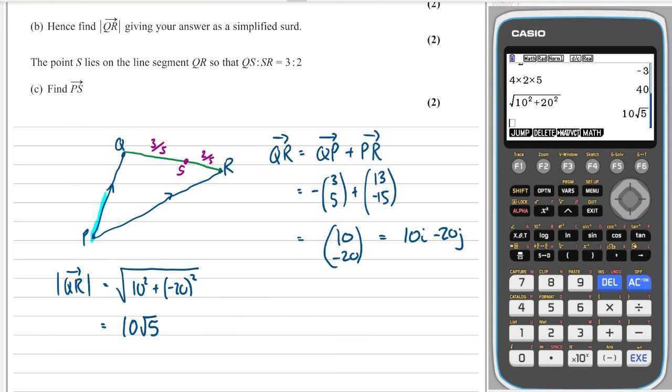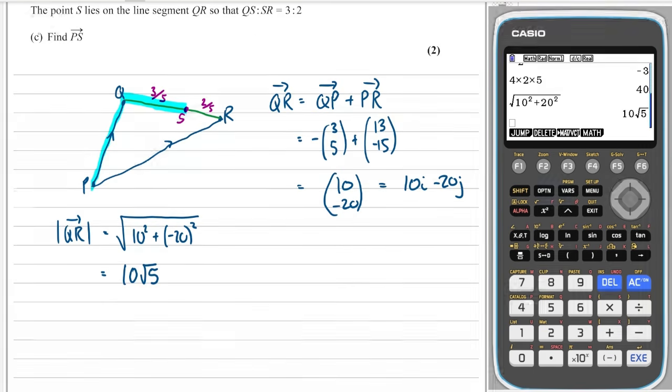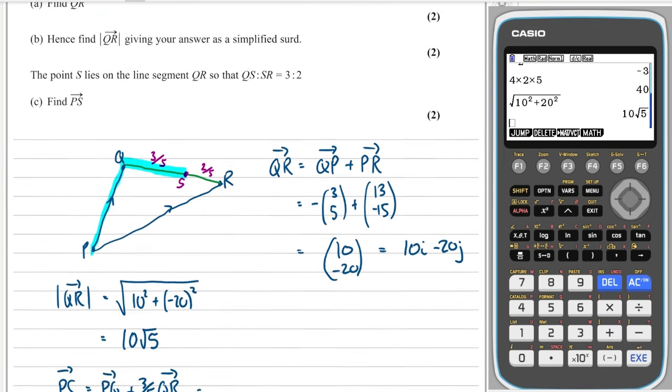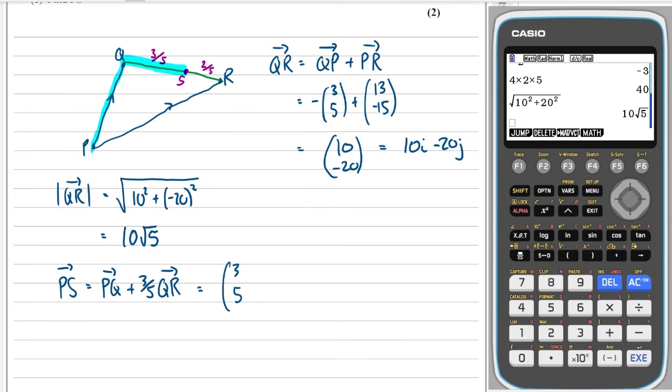P to S is going to be P to Q and then 3/5 of Q to R. So P to S will equal P to Q plus 3/5 of Q to R. Okay, what was P to Q? We knew that one already. That one was 3/5. And then we need 3/5 of Q to R, which we worked out over here, which is 10 minus 20.